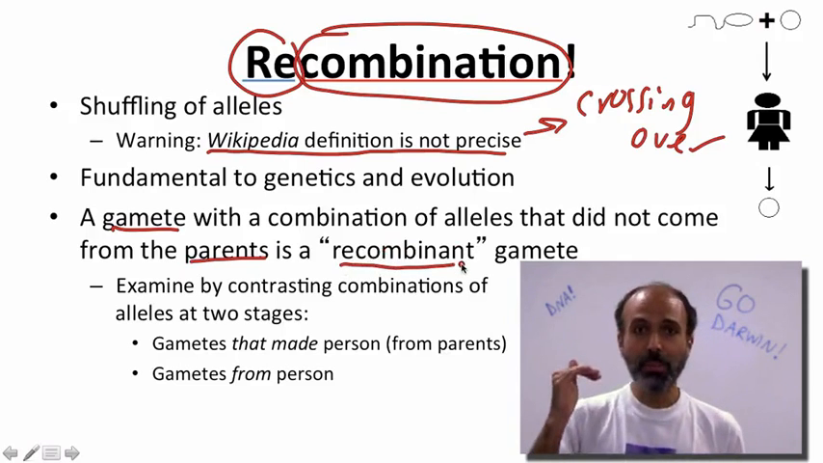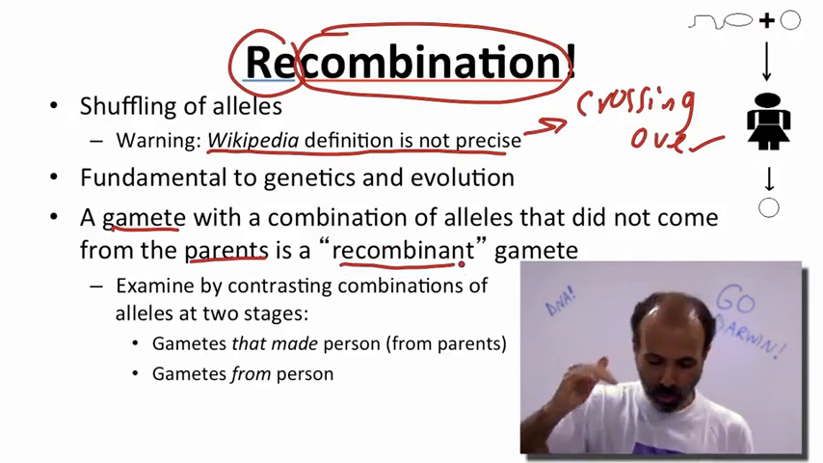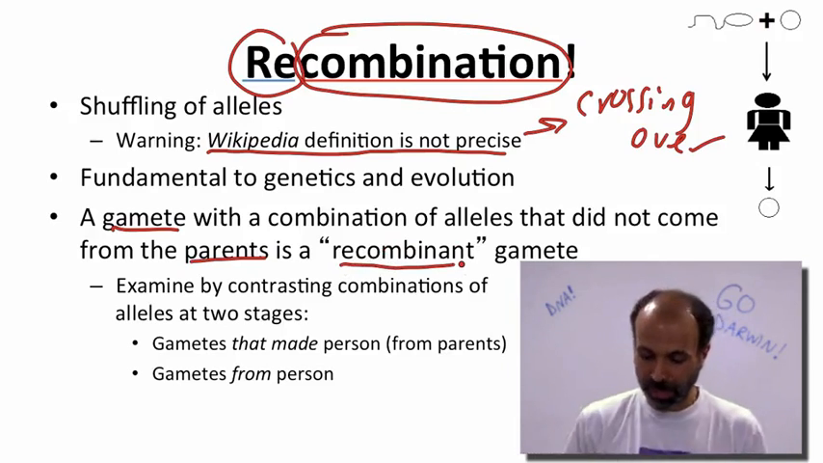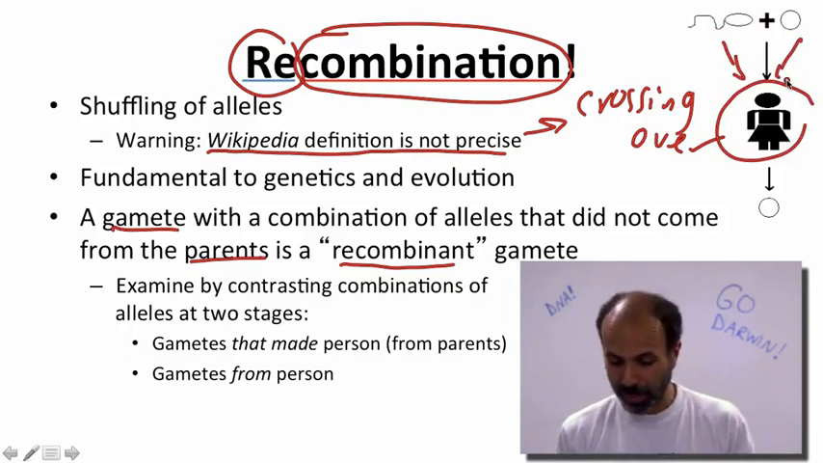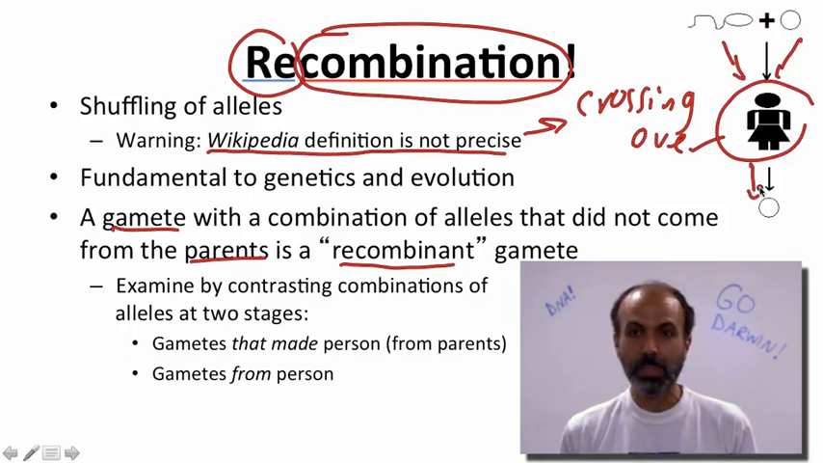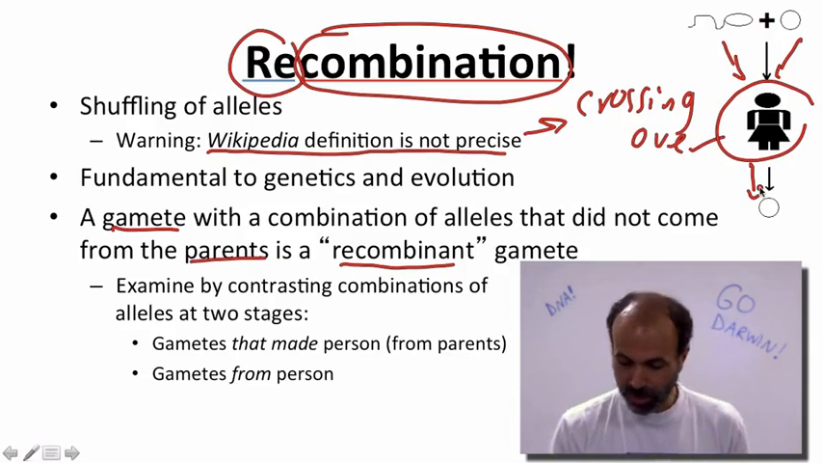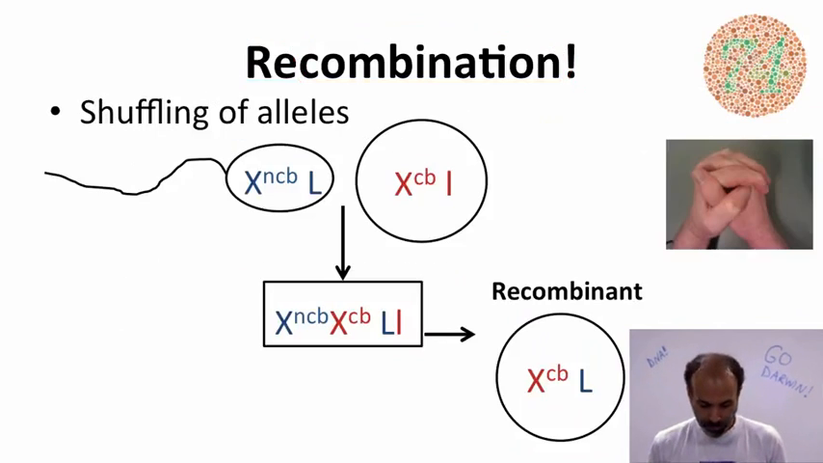Okay? So you have to examine this by looking at essentially two stages. You have to look at the sort of focal person. You have to look at the gametes that made this person, things from their mom and their dad, and you have to look at what happens in their gametes to see this. So let me illustrate this with an example.